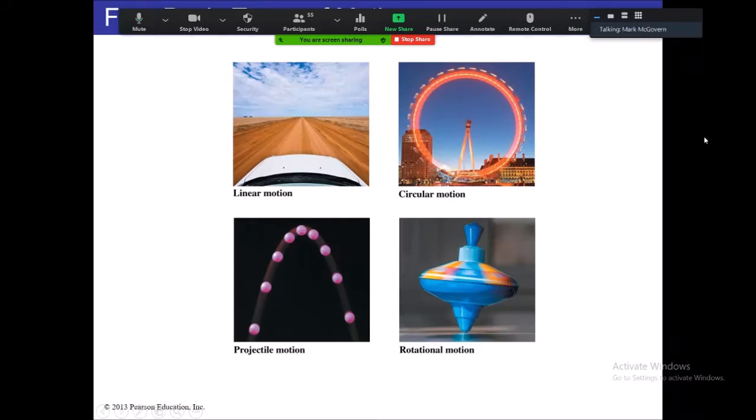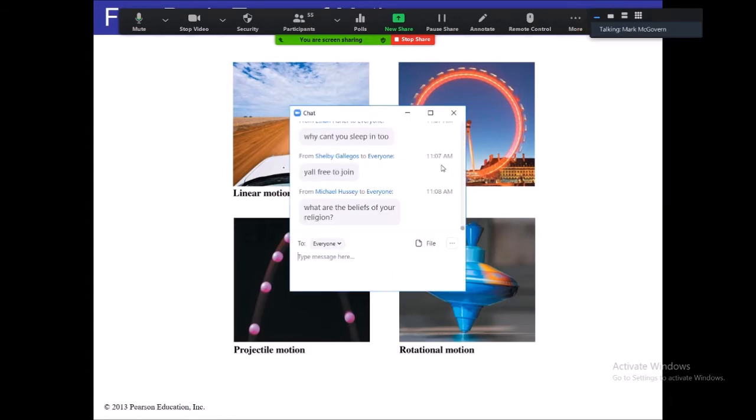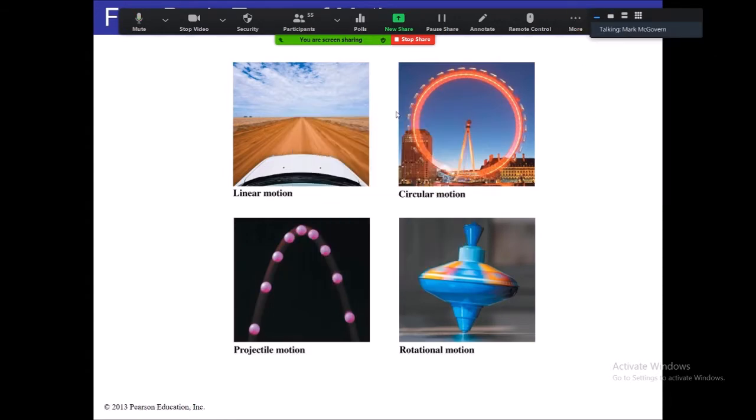All right, here we go. Chapter 2. It's all about one-dimensional motion. All right, one-dimensional motion. There's a lot of types of motion, okay? And what you see in the pictures here are the different types of motion that we're going to try to understand in this class.